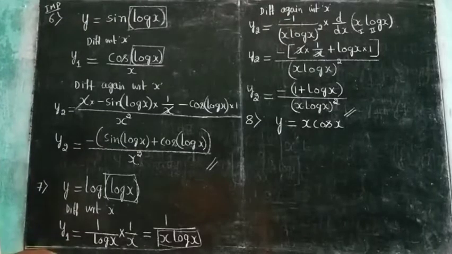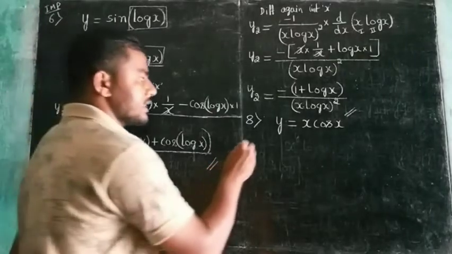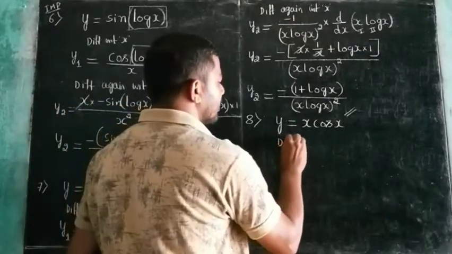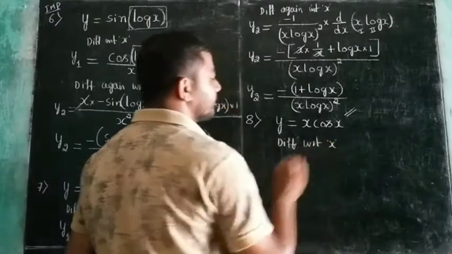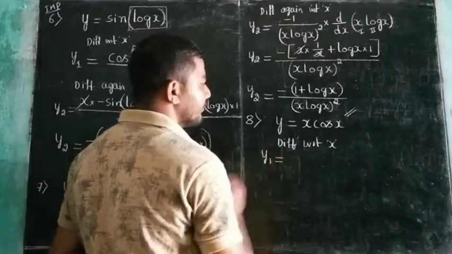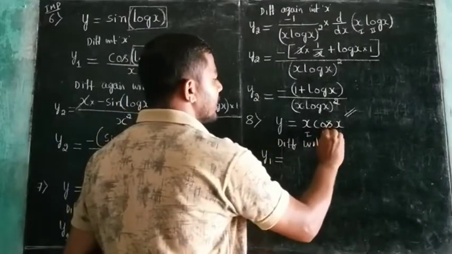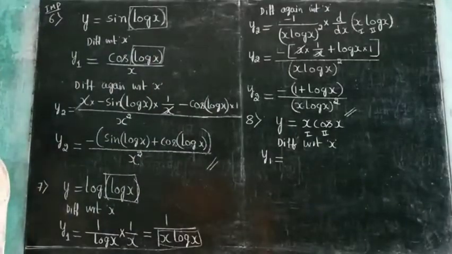Next problem. Problem number 8: y is equal to x cos x. First, differentiate with respect to x. The derivative of y is y1 is equal to, here there is a product of two functions. So apply the product rule.